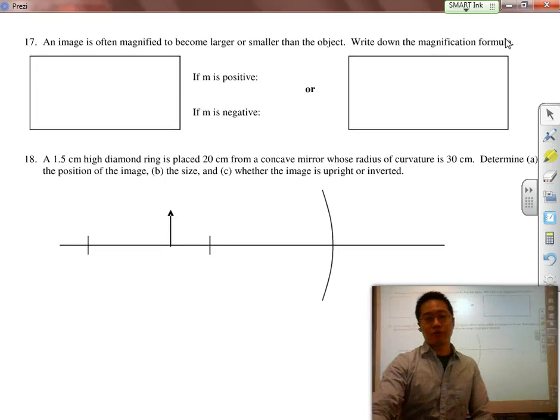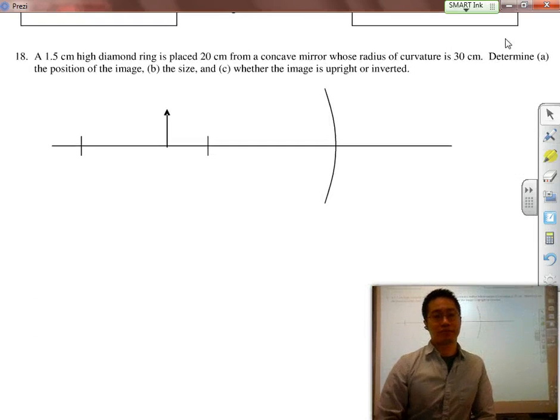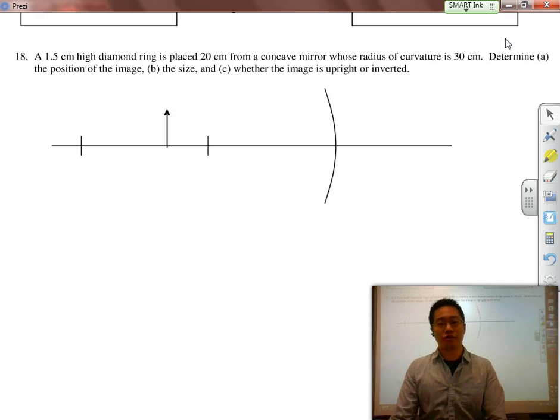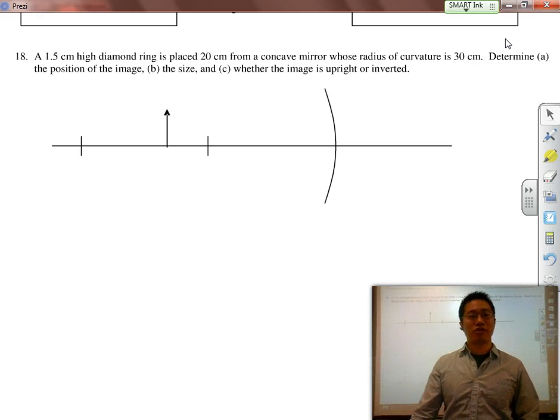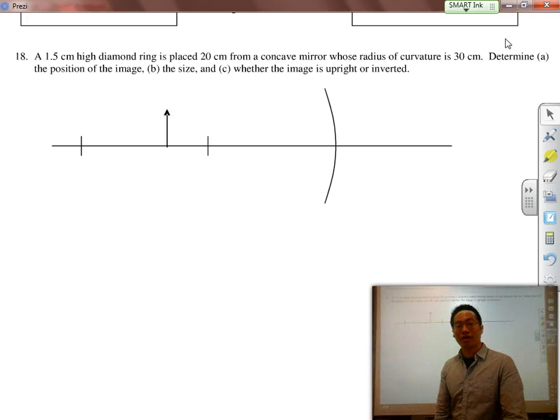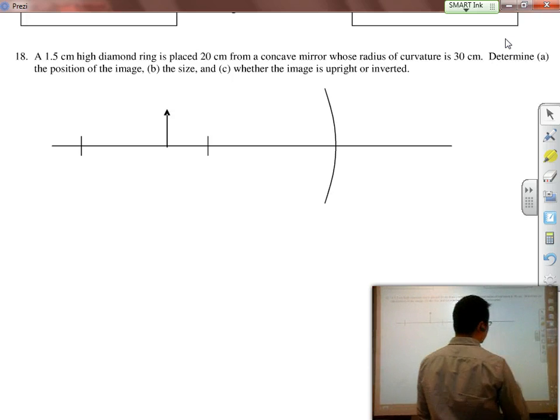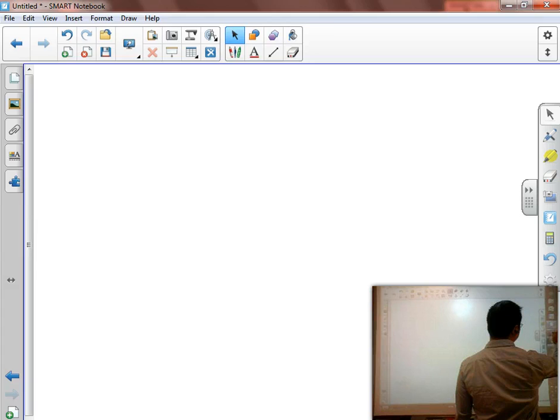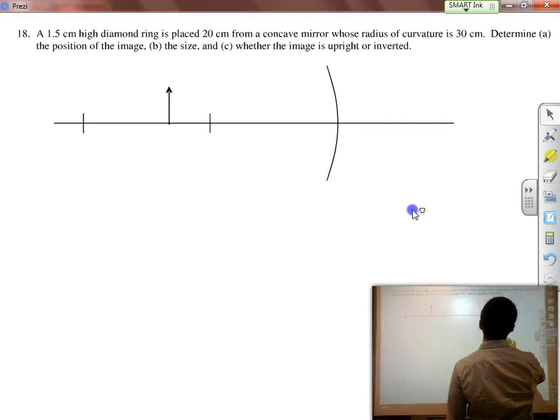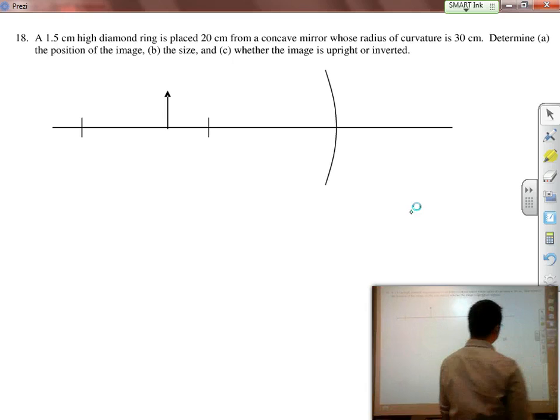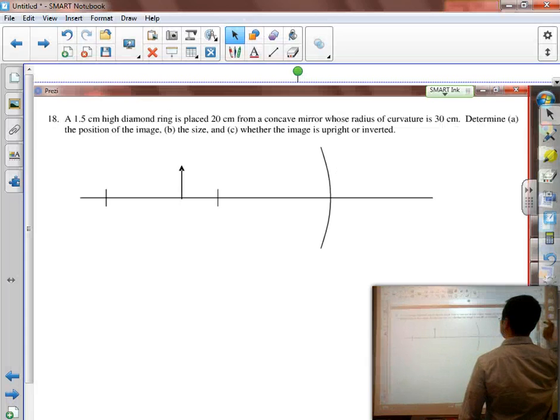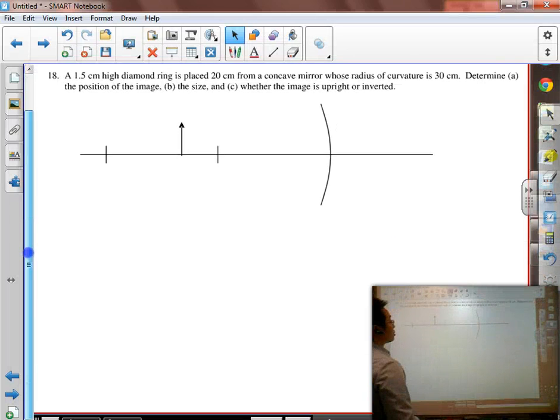So let's do a quick example question with this. A 1.5 centimeter high diamond ring is placed 20 centimeters from a concave mirror whose radius of curvature is 30 centimeters. Determine the position of the image, the size, and whether the image is upright or inverted. Okay, so let's copy this onto our smartboard. So here's our problem.